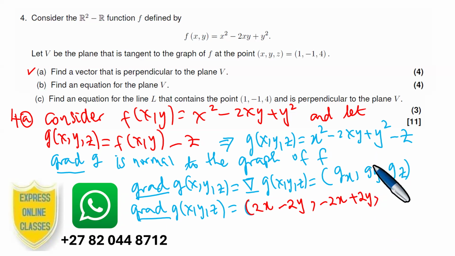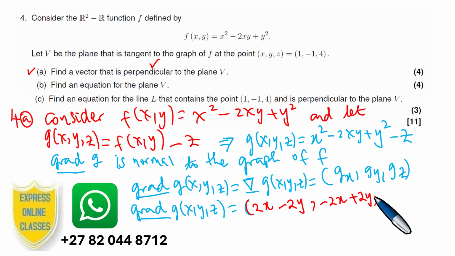Next, we want to find a vector that is perpendicular to the plane. The question is, how do we find a vector perpendicular to the plane? We have been given that this plane is tangent to the graph of f at this point. A vector... I'm sorry, can I please disturb you?